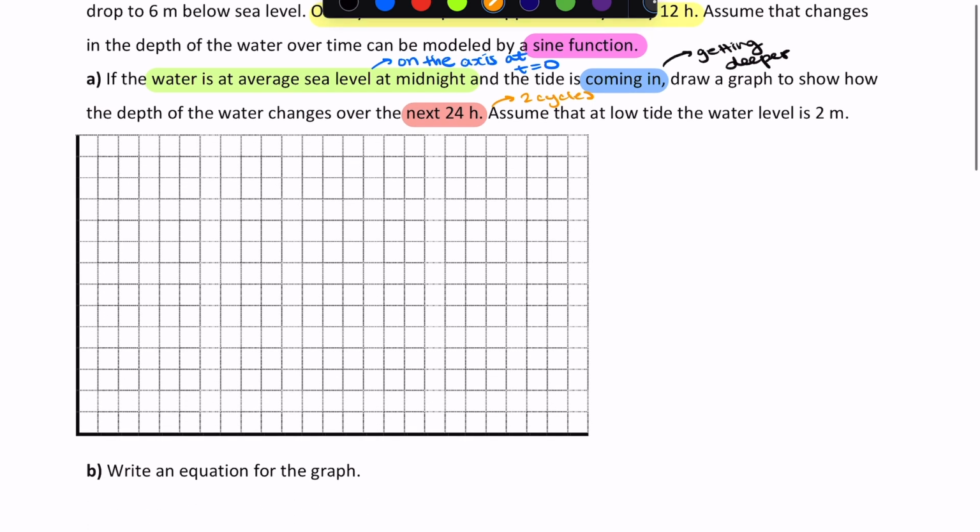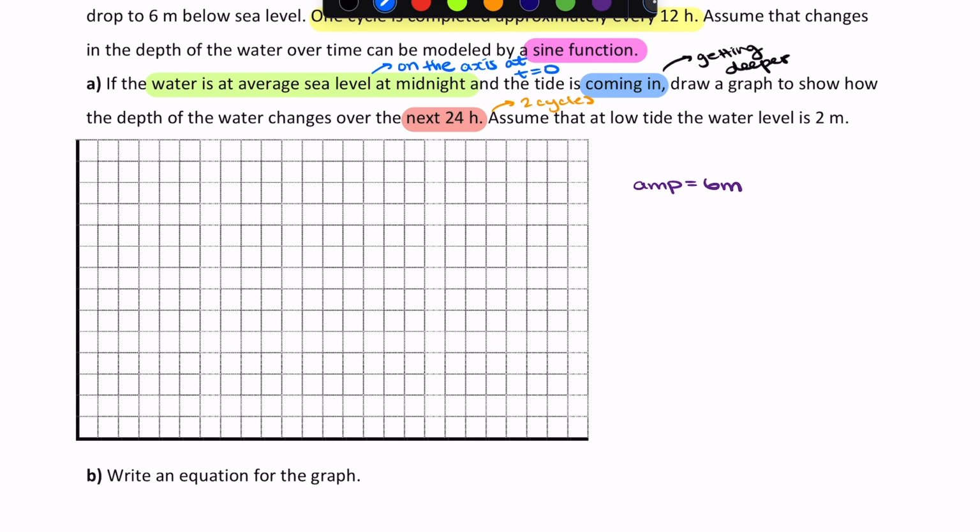Okay, so here we're given a graph, and there's a couple of things that were provided. The water level rises 6 meters above sea level, and 6 meters below sea level. And so what that tells us is that our amplitude will have to be equal to 6 meters. At low tide, the water level is at 2 meters, but our amplitude is 6, which means that our axis will be at y is equal to 8, because the difference between 2 and 8 is 6, which is our amplitude.